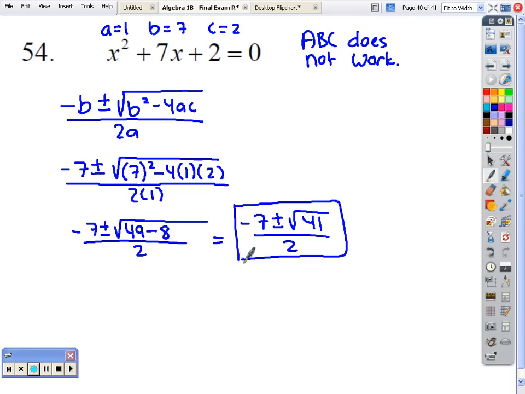Because we don't know the square root of 41, I mean, we could put it in the calculator and get a decimal between 6 and 7. But because we don't know the square root of 41, mathematicians have no problem leaving it like this. This is the most exact answer.